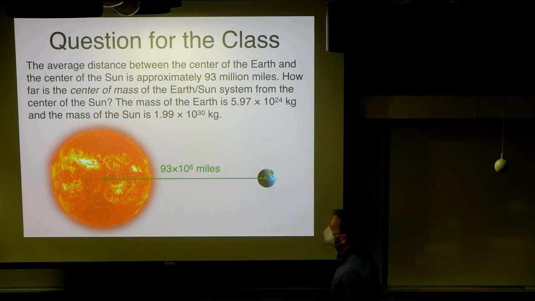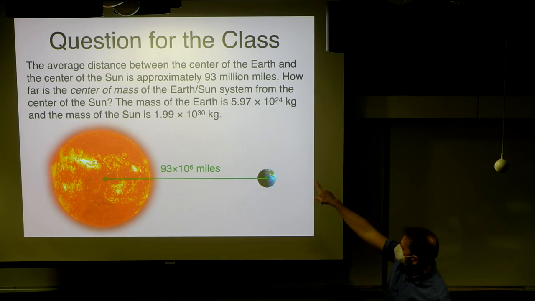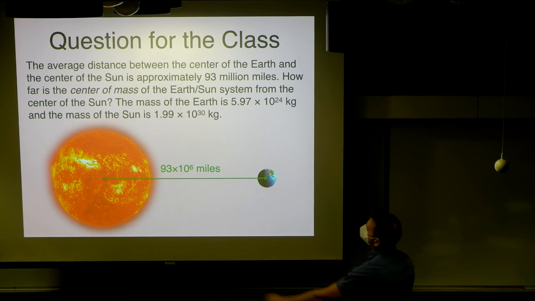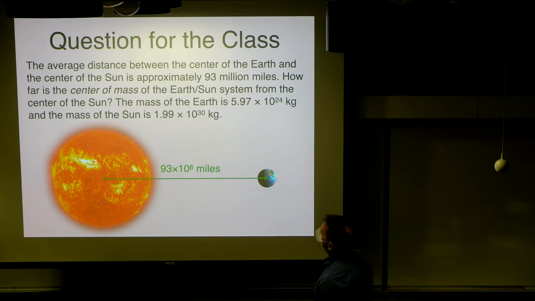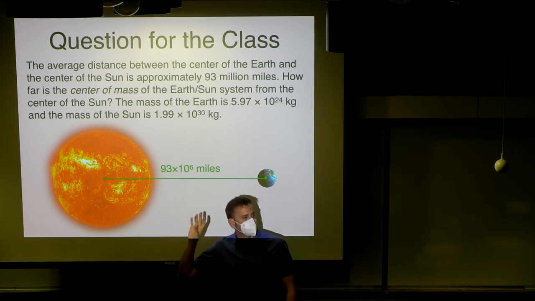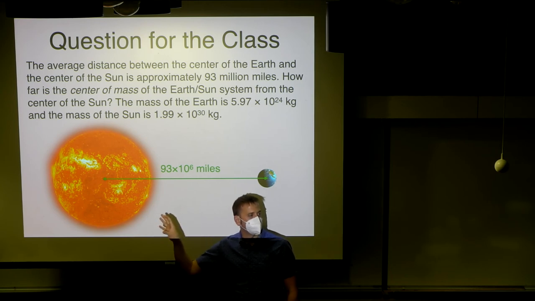The masses, I'm going to give those to you. The earth has a mass of 5.97 times 10 to the 24 kilograms. And the sun has a mass of 1.99 times 10 to the 30 kilograms. So the sun is much, much more massive. Remember how I said center of mass is like a weighted average? Things that are more massive count more?